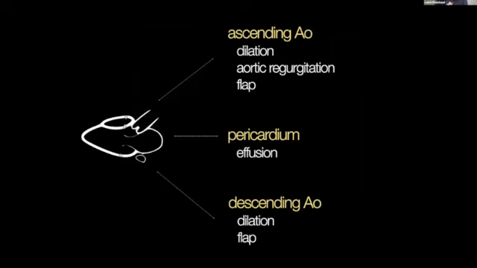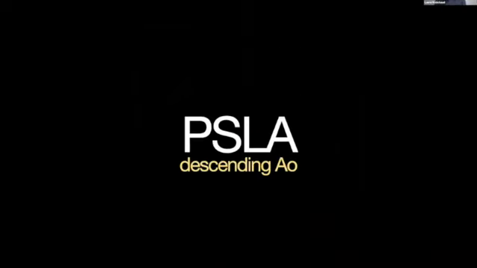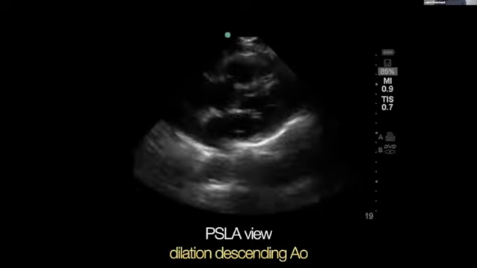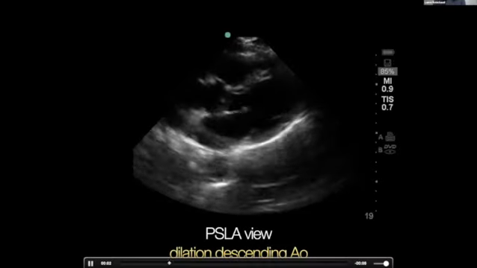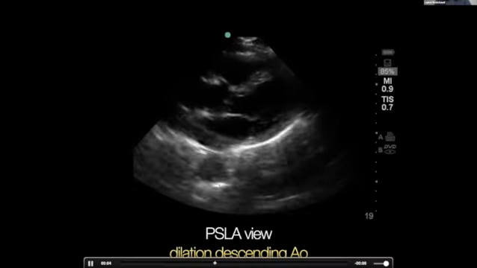So pericardial, always make sure you assess for the presence of effusion. And if you see a complex one or a clot, be even more suspicious. What about the descending aorta? The descending aorta, well, the only thing you want to be looking at is, is it dilated, yes or no?